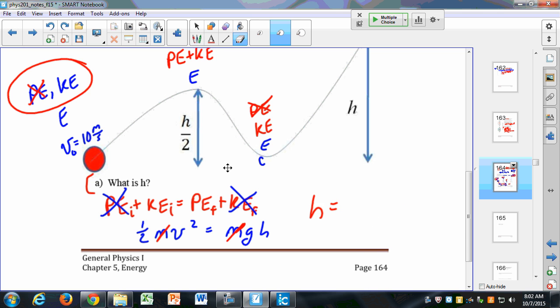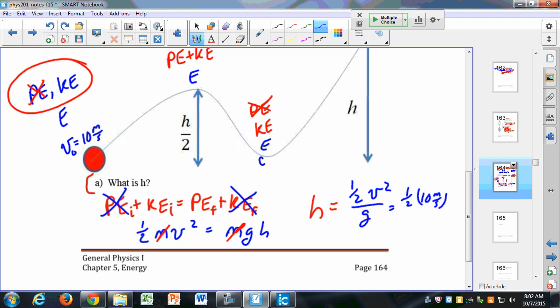All right, I'm looking for h, right? h equals 1/2 v squared over g. So that's 1/2 of 10 meters per second, squared, over g, 10 meters per second squared. That's half of 100 over 10, 5 meters. That makes more sense.